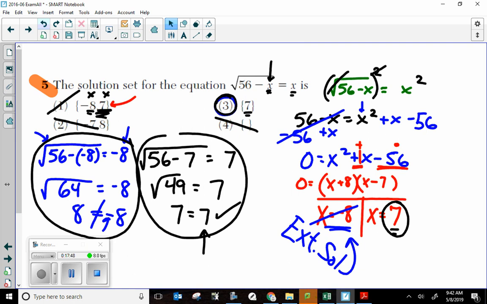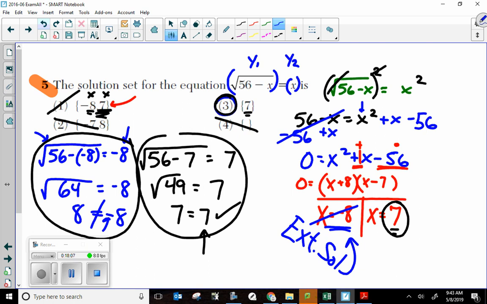Or whenever I have two equations that are set equal to each other, and I'm only using one variable, in this case it's x, I can put this into Y1, I can put this into Y2, I can graph them and I can see where they intersect. The x coordinate of where they intersect is going to be my answer. It should be 7, right? We just did this. Let's try this out.